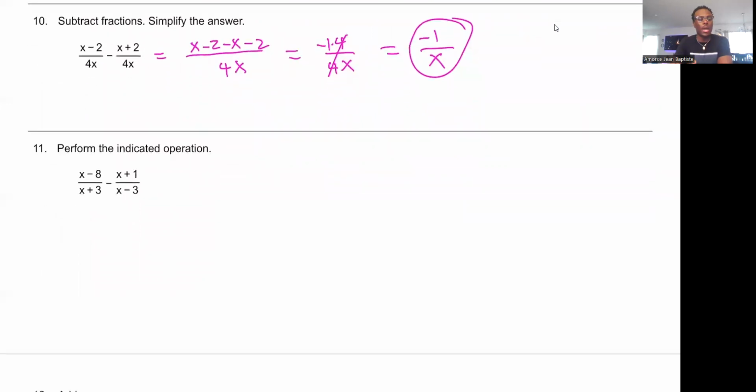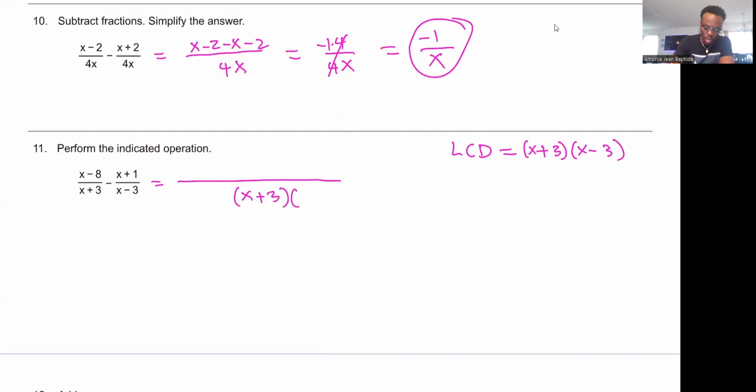So look at this one, right? Don't be confused here, because these two are not the same. Automatically, when you don't have a common denominator, or the denominators are not alike, it's your responsibility to find a common denominator, the least common denominator. So for these two, we just have to multiply them: x plus 3, x minus 3. Your common denominator is now the denominator for the one fraction that you're going to write.